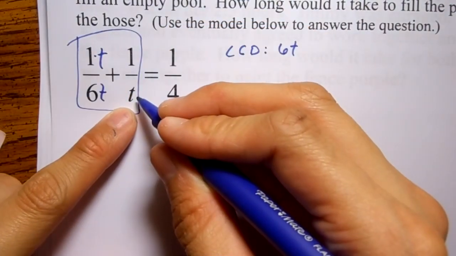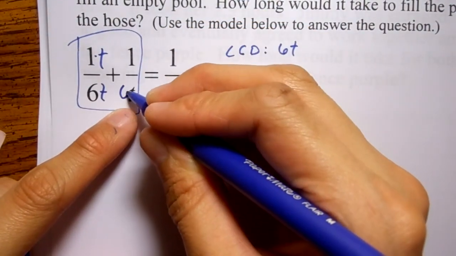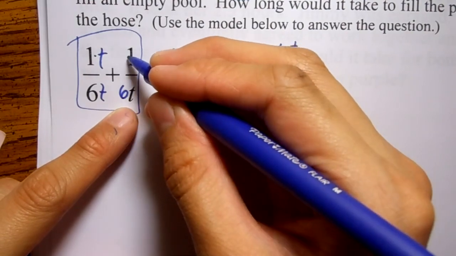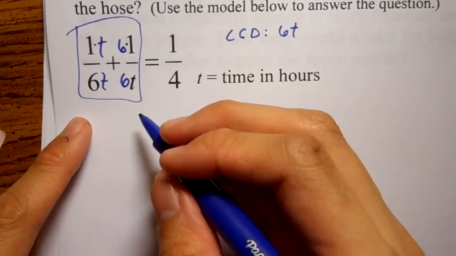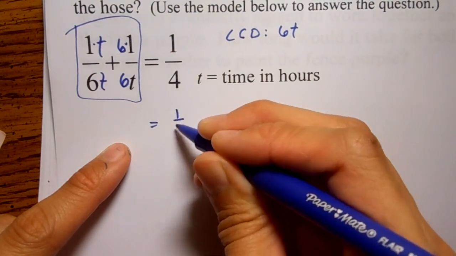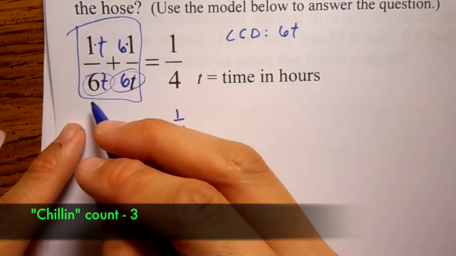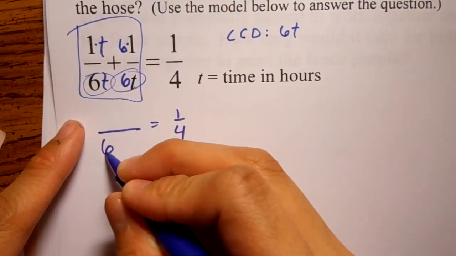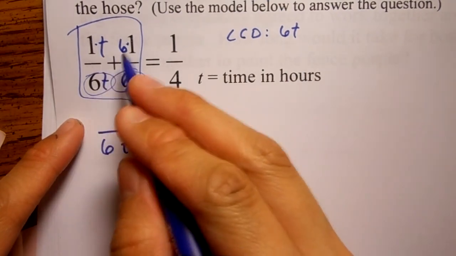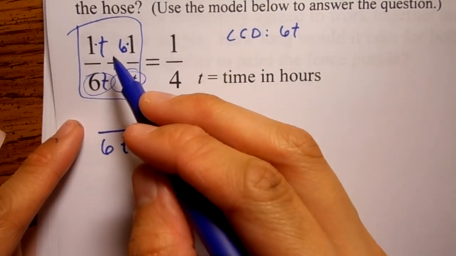For this one, that means I have to multiply the denominator by 6. That means I have to multiply the numerator by 6. So that I can keep it balanced. So this right side is still chilling. So because I now have a common denominator, I'm going to put it all over that common denominator and combine the numerators. What's 1t plus 6?